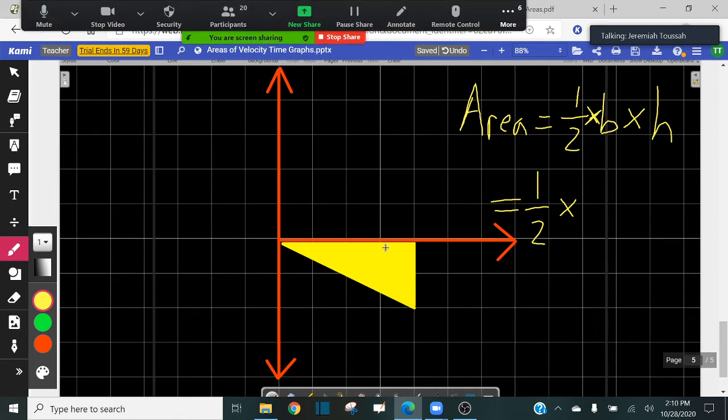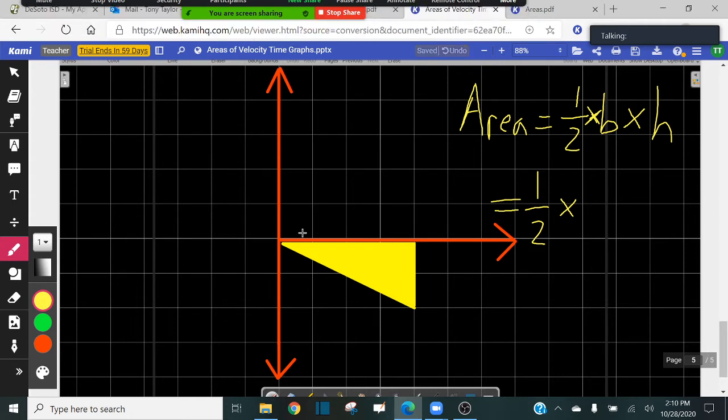Where are you getting these numbers from? Look, count the grid points, Jeremiah. 1, 2, 3, 4. So your base is 4. In this case, it is 4 seconds. Does that make sense, Jeremiah? I'm just counting the grid points.